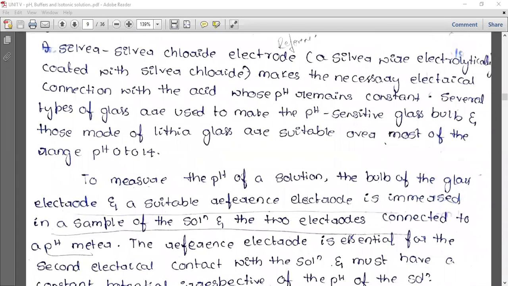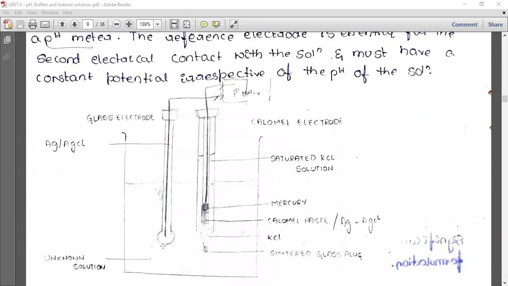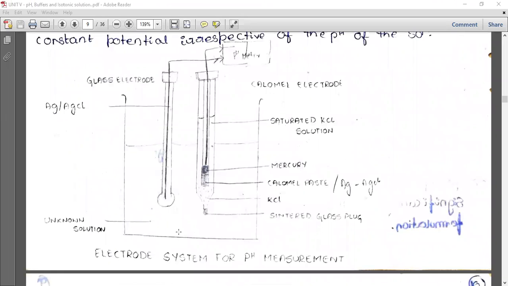Okay, to measure the pH of the solution, the bulb of the glass electrode and a suitable reference electrode are immersed in the sample. So what we do is take the unknown solution here and dip the electrodes inside the unknown solution. Just assume that the unknown solution is here. Okay, so this is the unknown solution. Now, as we know, for this particular reference electrode, there is no change in the pH, or there is no change in anything.